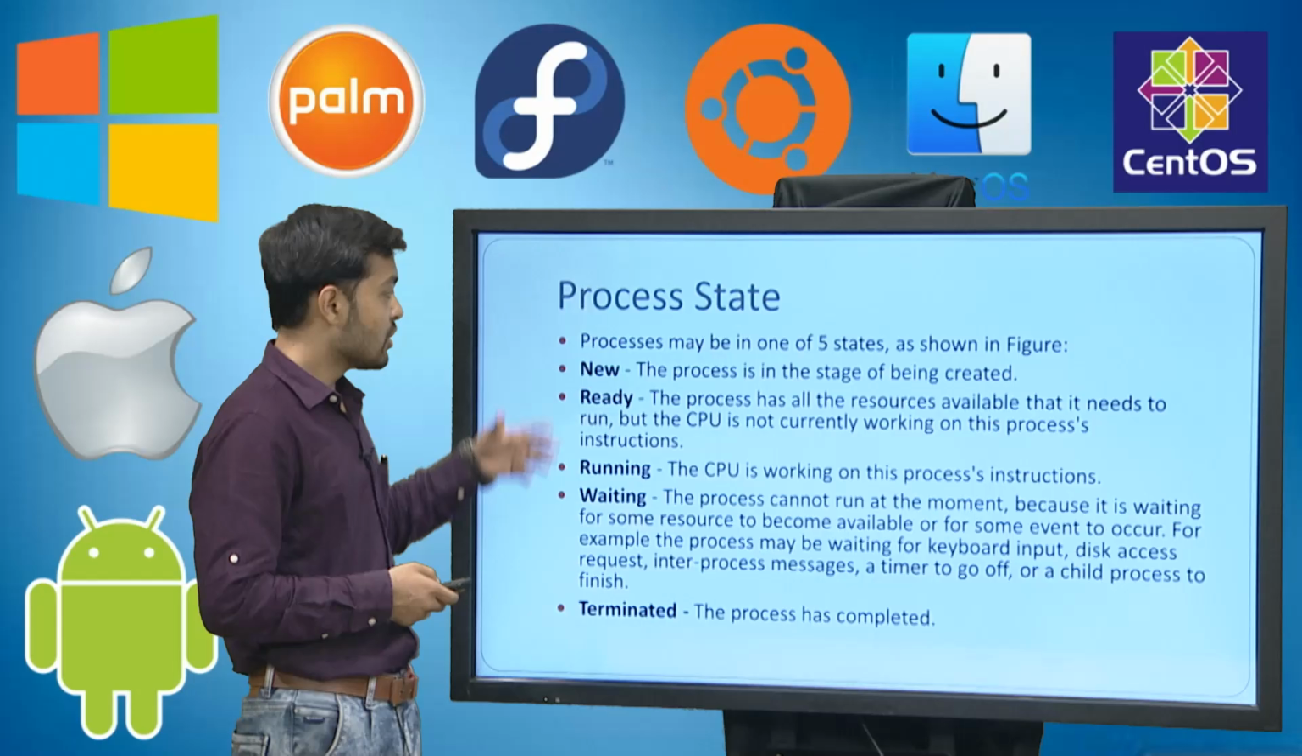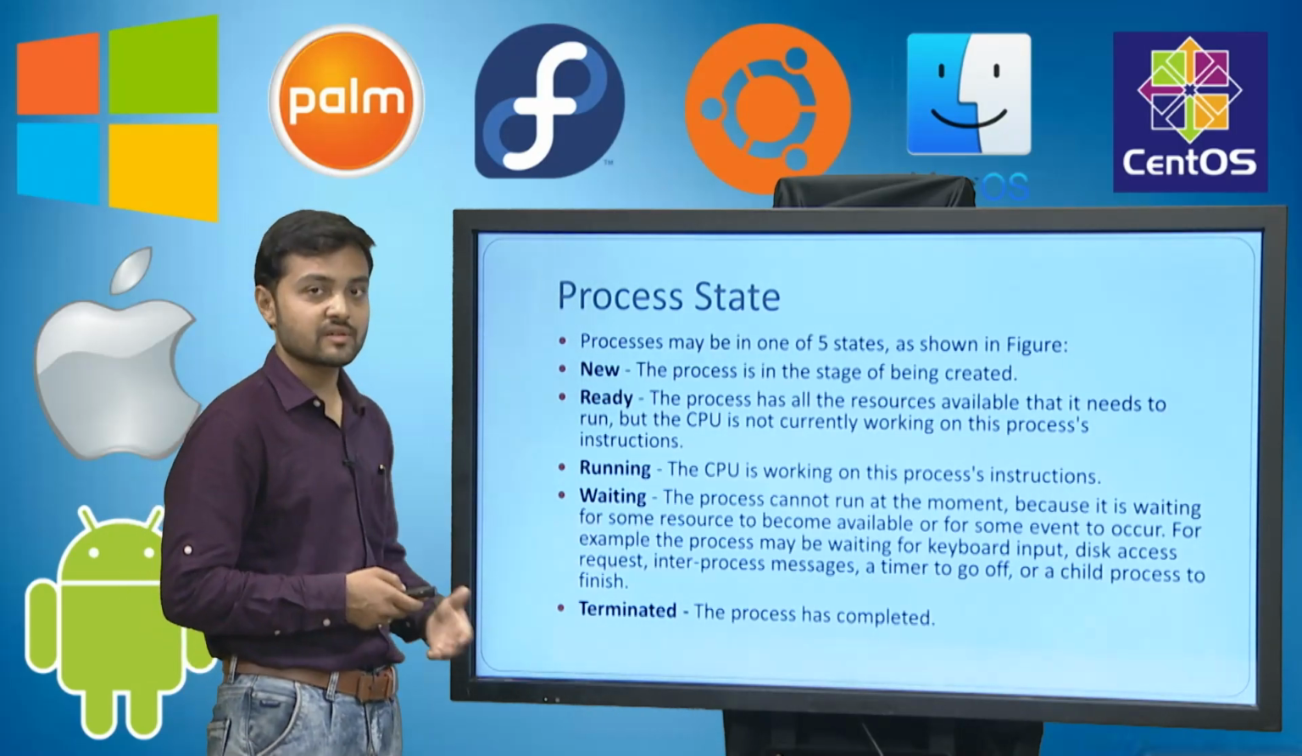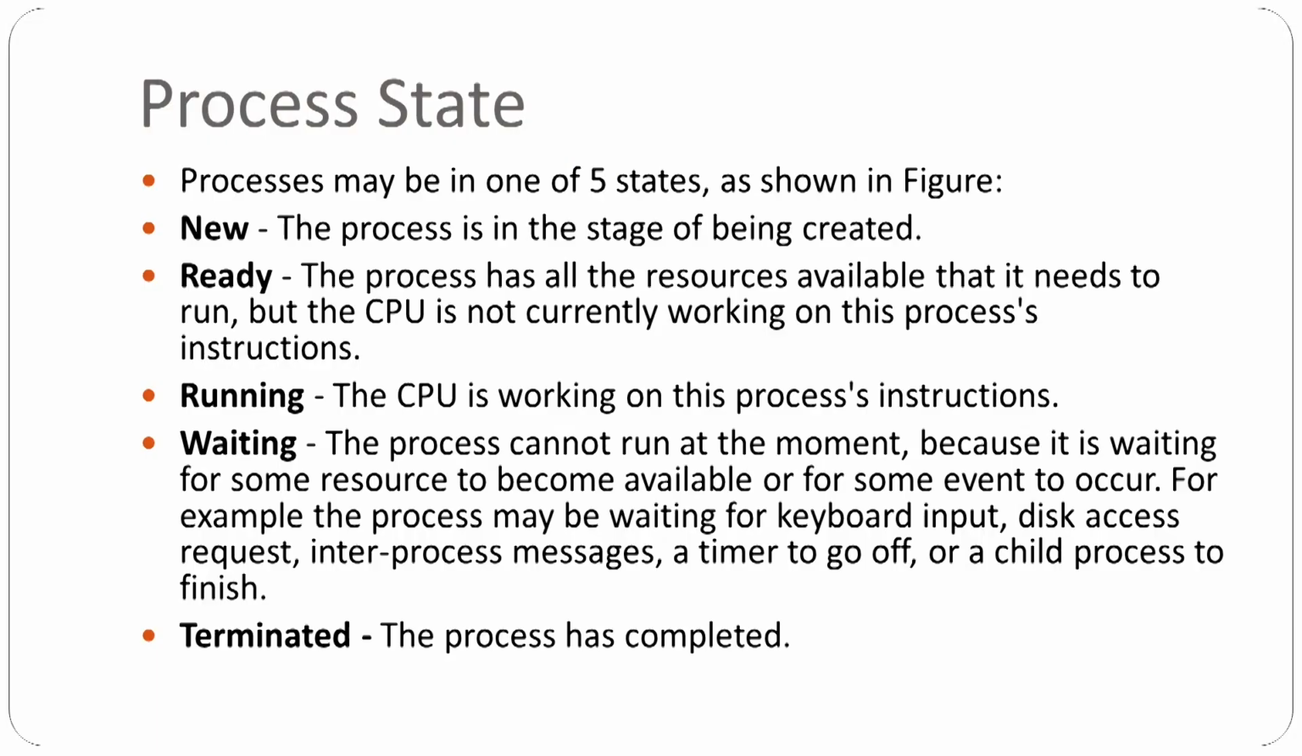So let us look at what each and every state says. New means the process is in the stage of being created. Ready means the process has all the resources available that it needed to run, but the CPU is not currently available. Running means the CPU is working on this process's instructions.